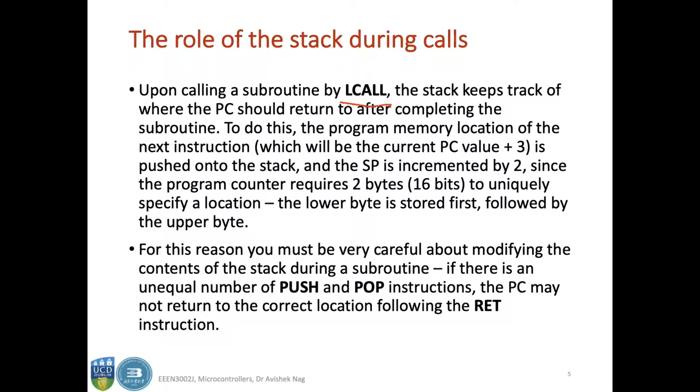Okay, so that's why this value, program counter plus 3, is pushed onto the stack, and the stack pointer is incremented by 2. Why? Because the program counter requires 2 bytes to uniquely specify a location. Okay, and the lower byte is stored first, followed by the upper byte. So this is also important, because when the subroutine is finished and it is returning to the main code, it will go to this line, program counter plus 3.